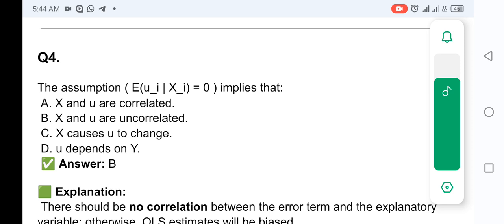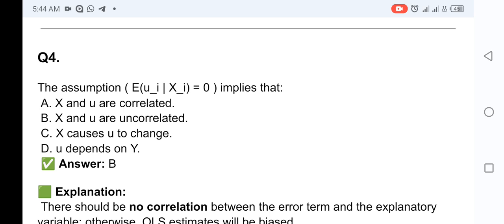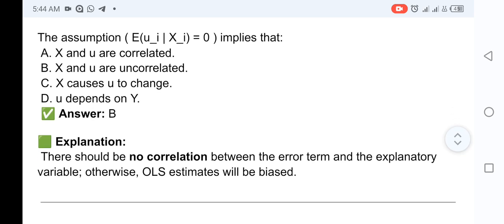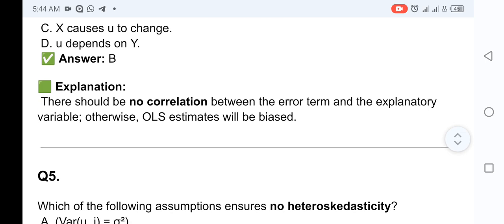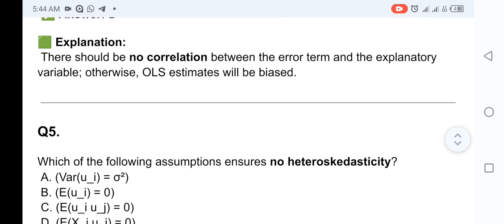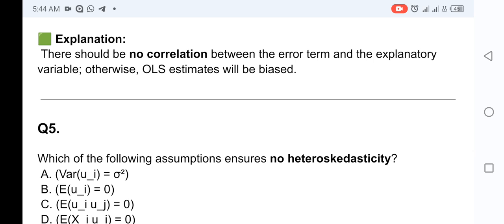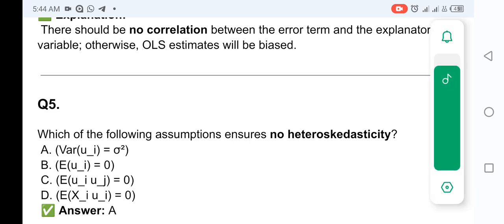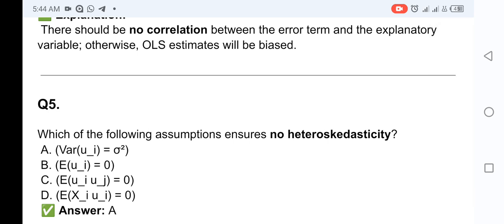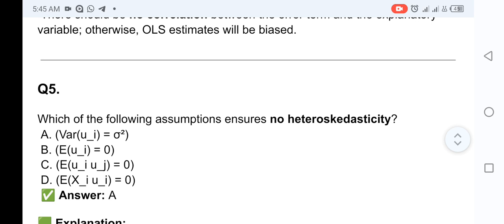Answer B. Explanation. There should be no correlation between the error term and the explanatory variable, otherwise OLS estimates will be biased. Q5. Which of the following assumptions ensures no heteroskedasticity? A. Var(u_i) = sigma squared. B. E(u_i) = 0. C. E(u_i u_j) = 0. D. E(X_i u_i) = 0.